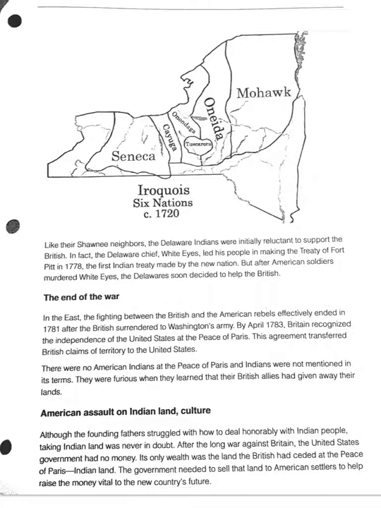Although the Founding Fathers struggled with how to deal honorably with Indian people, taking Indian land was never in doubt. After the long war against Britain, the United States government had no money. Its only wealth was the land the British had ceded at the Peace of Paris, Indian land. The government needed to sell that land to American settlers to help raise the money vital to the new country's future.